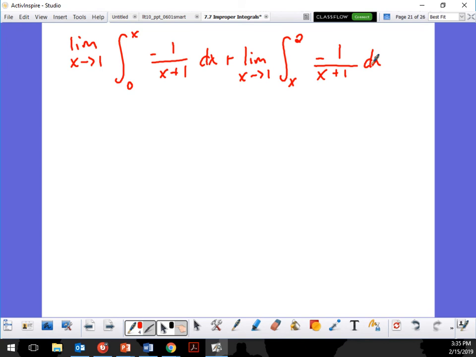It looks like I need to take another antiderivative. I definitely don't mean that. It's just a lazy notational thing. So I'm actually going to evaluate this at my bounds. I'm going to first plug in x, because that's my upper bound. So I got x plus 1.